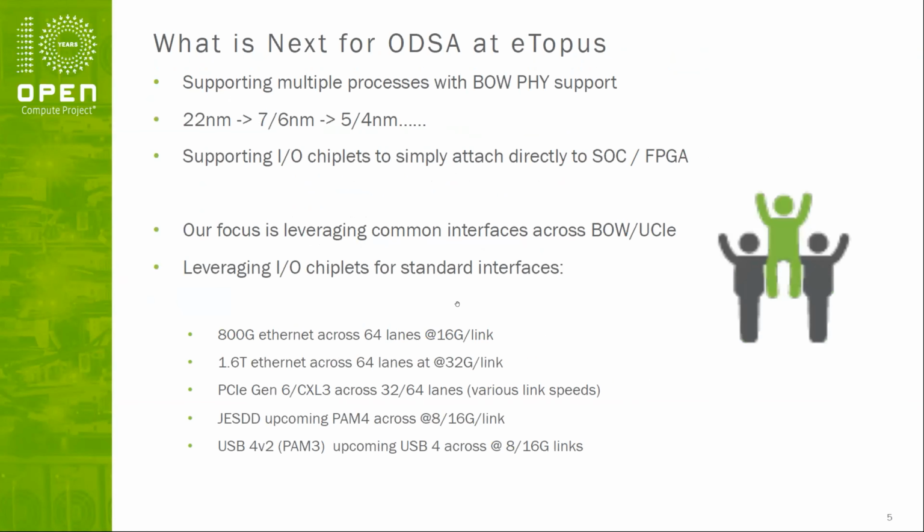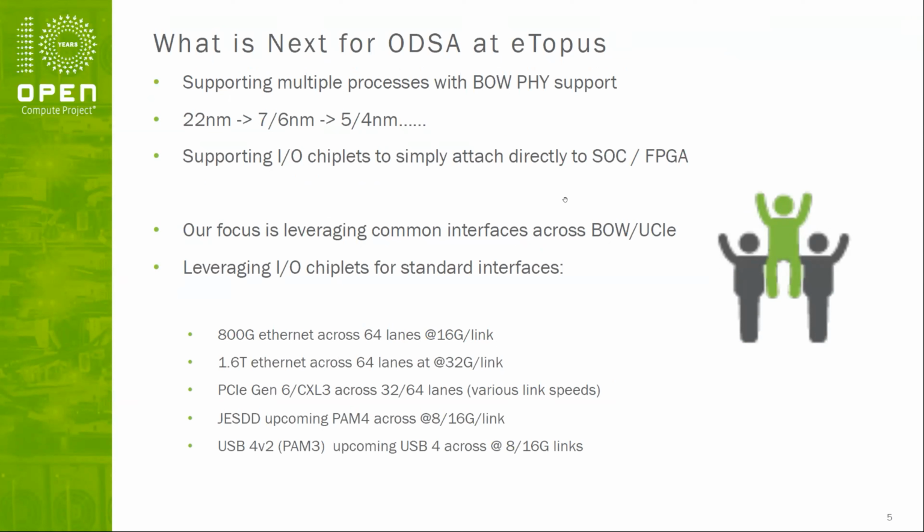So what's next? Obviously, we're going to be supporting 22/7/6 and 5/4 later on next year. And we are really working on supporting chiplets that connect to SoCs or FPGAs. We're focusing on 800 gig and 1.6 terabit, which are forthcoming across high-speed links, PCIe Gen 6, and CXL 3.